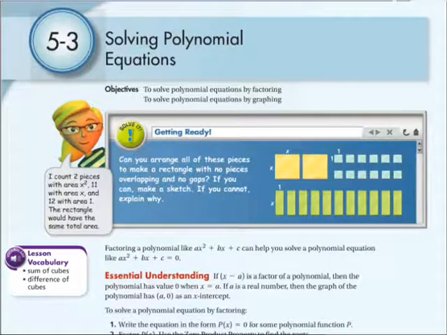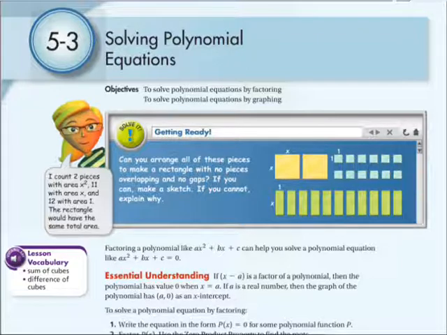Alright everybody, welcome to the 5-3 notes on solving polynomial equations, and more importantly, welcome to my house. Hope you like what we've done with the place. It's just a joke for those of you that don't get it, because if you can actually see my house right now, that's really weird.